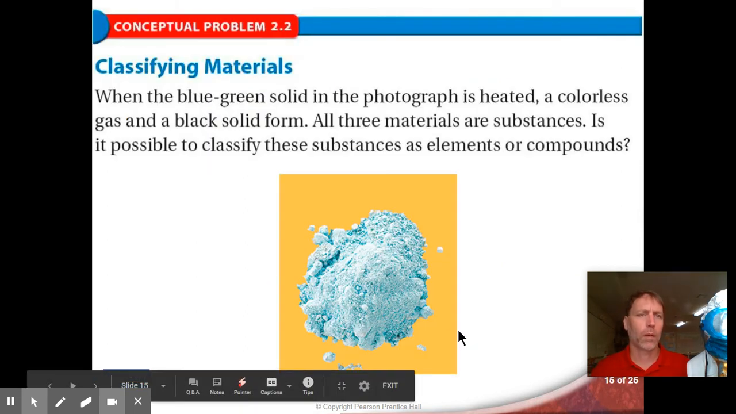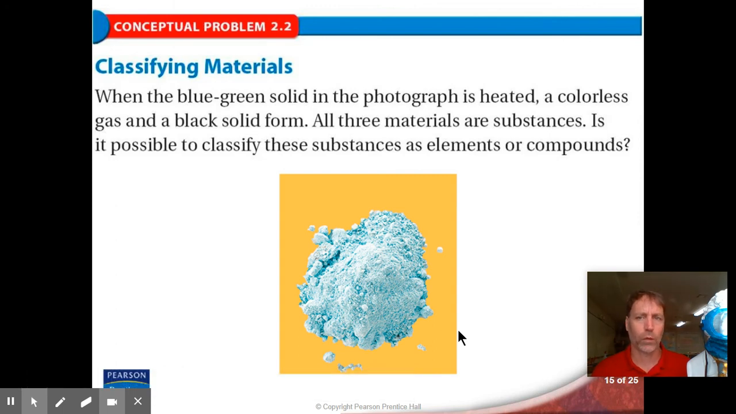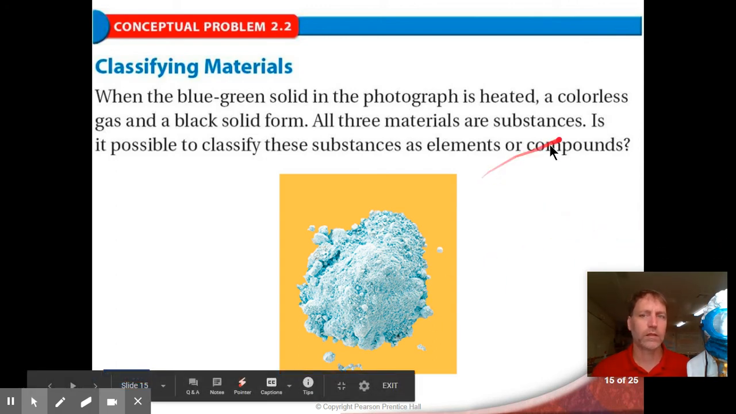So let's just look at a little conceptual problem here. We have a blue-green solid in the photograph, whatever this blue and green material is. It's like a powder, and we heat it up. When we heat it up, a gas comes off. It has no color to it, and a black solid. So all three materials are substances. Is it possible to classify any of these substances as elements or compounds?